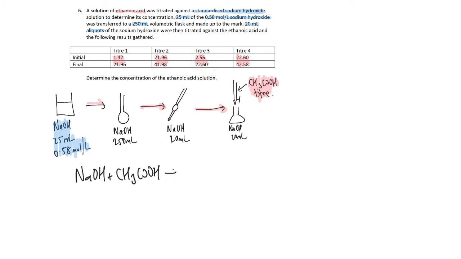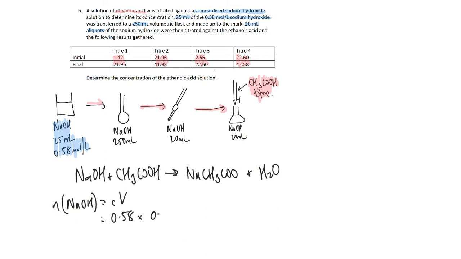Okay, so sodium hydroxide and ethanoic acid will make sodium ethanoate and water, which is balanced in itself. All right, so now that I have that, I have to start with where I know, which is the sodium hydroxide. So I'm working out the number of moles of sodium hydroxide, which will be equal to CV, which will be equal to 0.58, which is its concentration, times its volume in liters, 0.025.